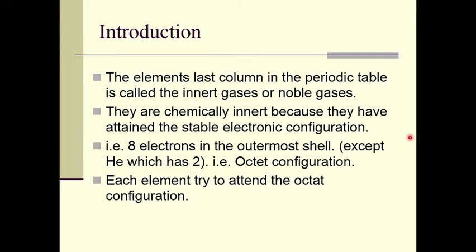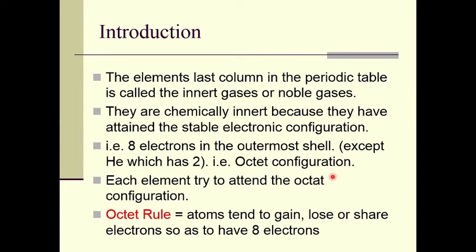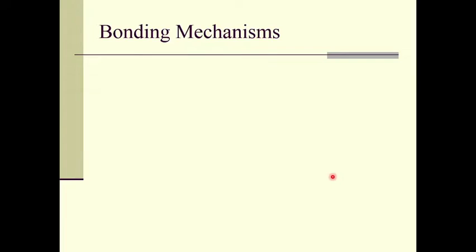So each element tries to attain the octet configuration. So we have the octet rule. The octet rule states that atoms tend to gain, lose or share electrons so as to have 8 electrons in the outermost shell, right? Because of that, atoms can gain electrons or lose electrons or share electrons with other atoms in order to have the 8 electrons. So this is the octet rule.